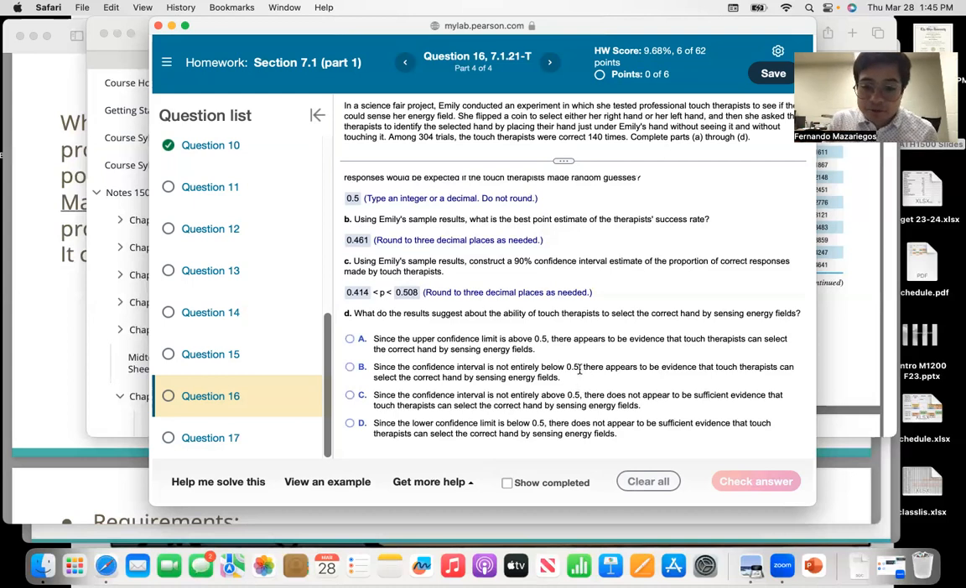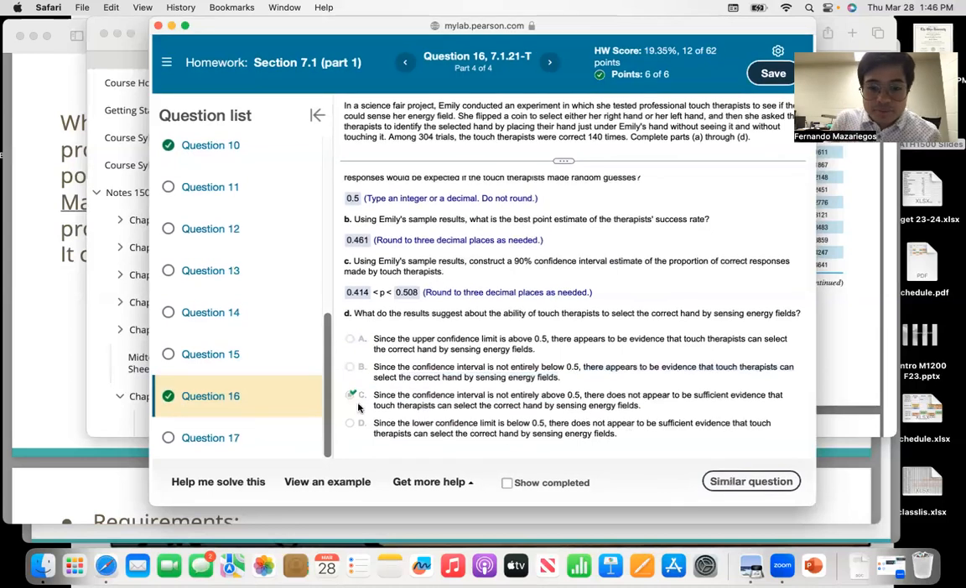Again, this first part is true, but this is not the right conclusion for that. Option C, since the confidence interval is not entirely above 0.5, there does not appear to be sufficient evidence that touch therapists can select the correct hand by sensing energy fields. Or option D, since the lower confidence limit is below 0.5, there does not appear to be sufficient evidence that the touch therapist can select the correct hand by sensing energy fields.